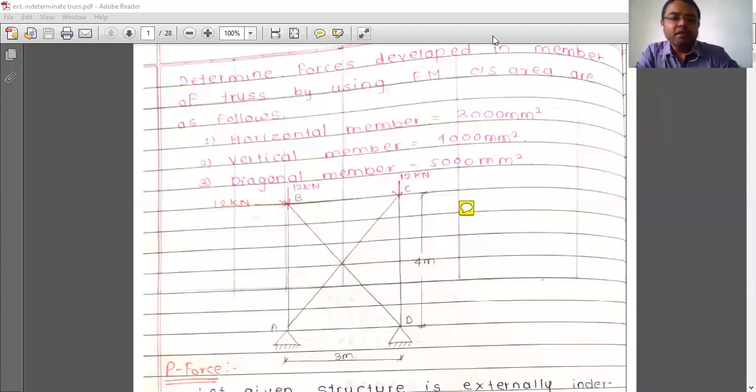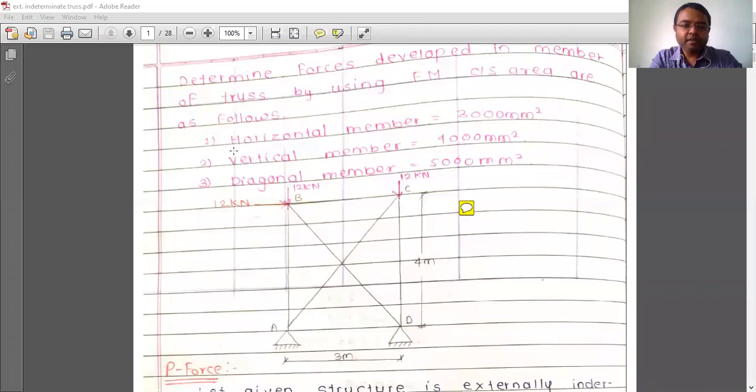Okay. So up till now we have seen the different problems regarding the analysis of indeterminate type of truss. Whatever problems you have seen so far were all statically internally indeterminate trusses. Now we are going for the truss which is externally indeterminate. So here is the given problem.